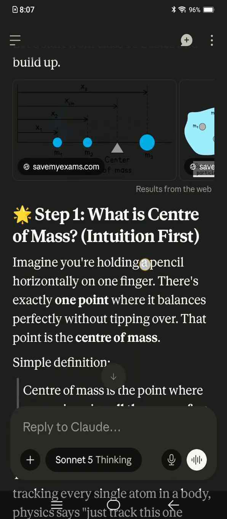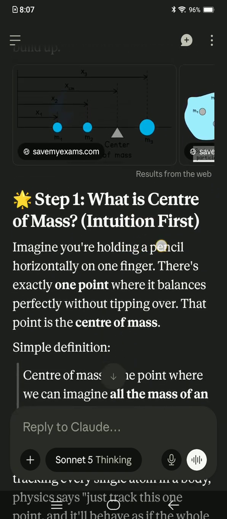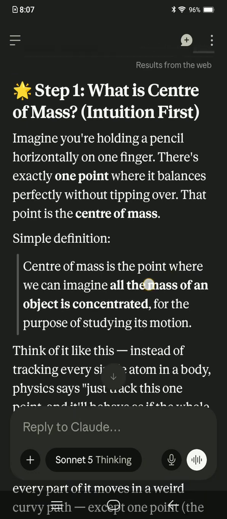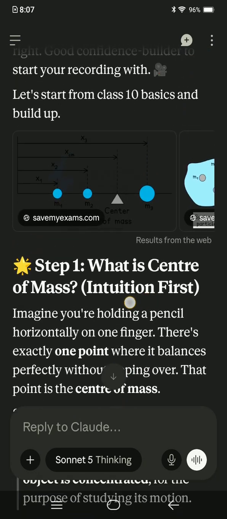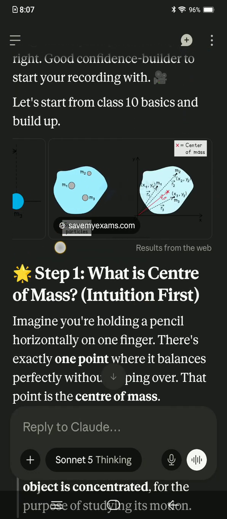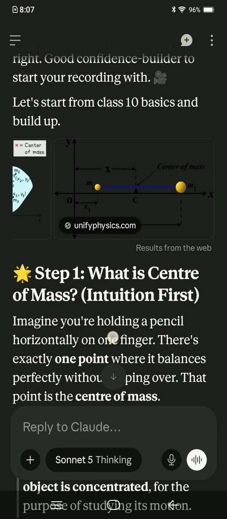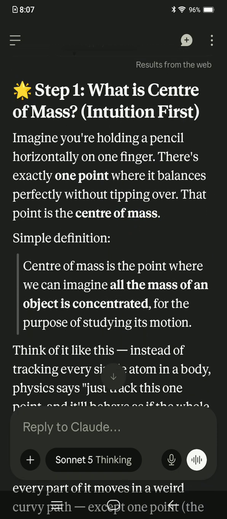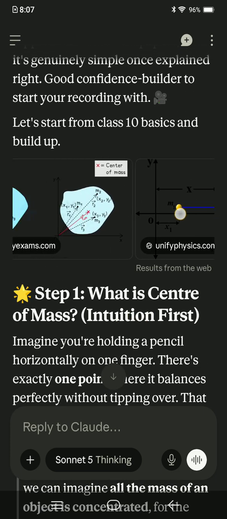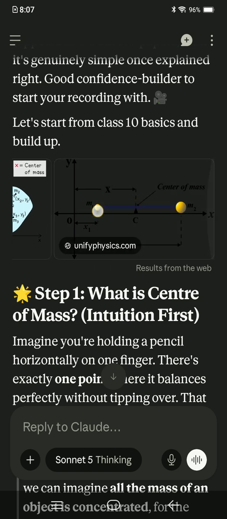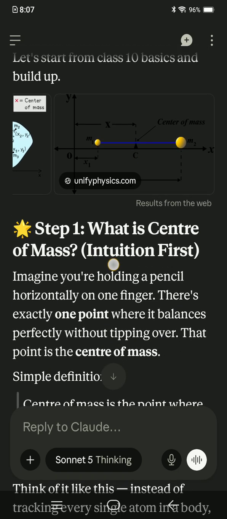Okay, let's start from the basics and build up. Step 1, what is center of mass? Intuition first. Imagine you are holding a pencil horizontally on one finger. There's exactly one point where it balances perfectly without tipping over. That point is the center of mass. Let's say this is the pencil and this is how we are balancing it.